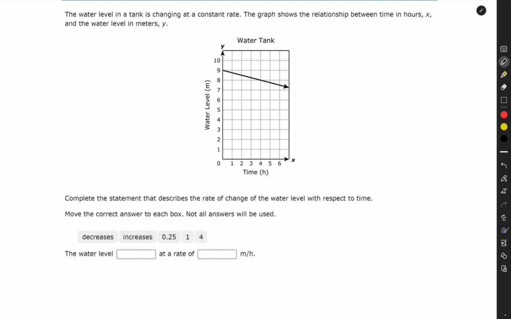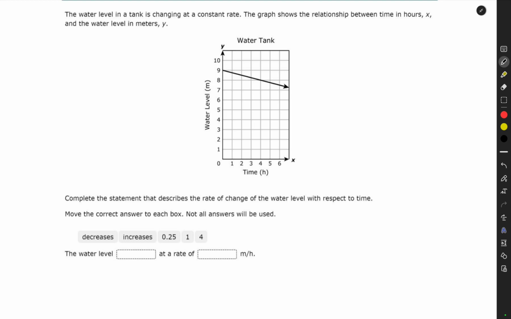Water level initially, when the time started at 0, the water level was 9, and now after 1 hour it came down from 9, and then after 4 hours, do you see that this is a clear point that represents after 4 hours, this represents 8 meters of water level, which means the water level is decreasing hour by hour.